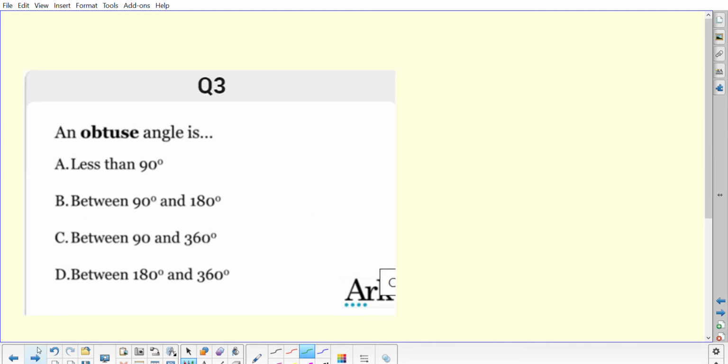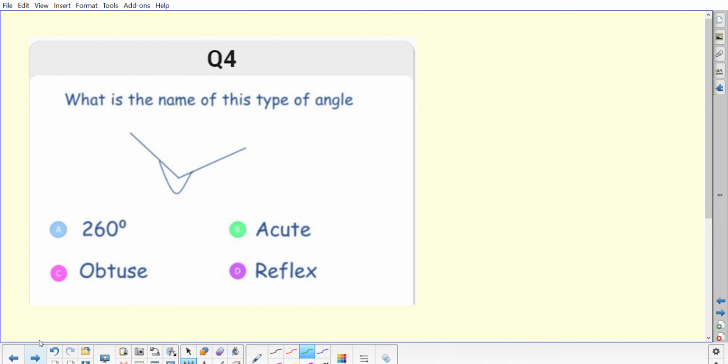This is just definitions, and if you watched the video then you should be aware of this. An obtuse angle is bigger than 90 but less than 180, therefore this angle here is between 90 and 180 degrees. This type of angle here is a very large angle, much bigger than a straight angle, and that is referred to as a reflex angle.